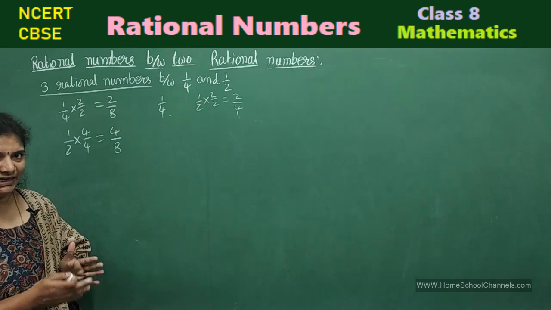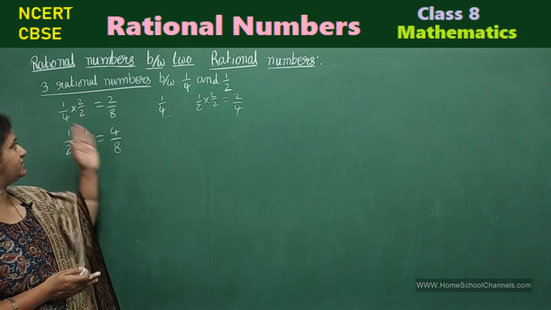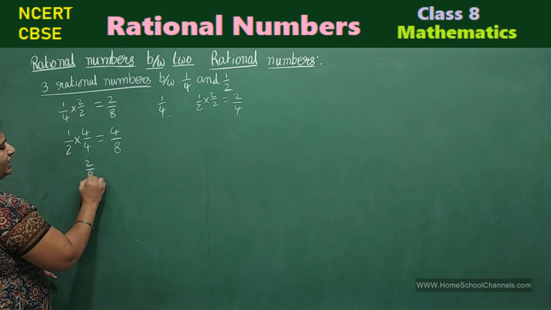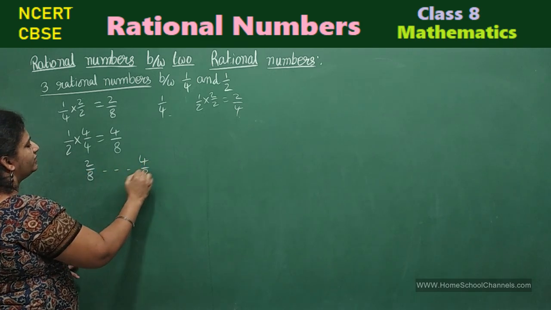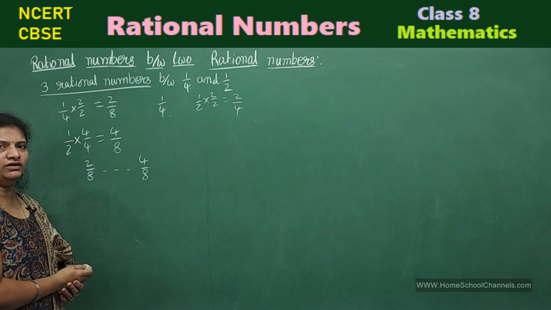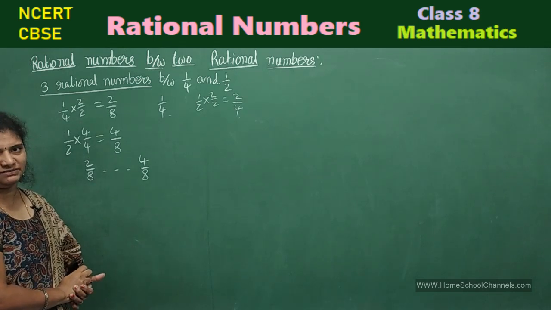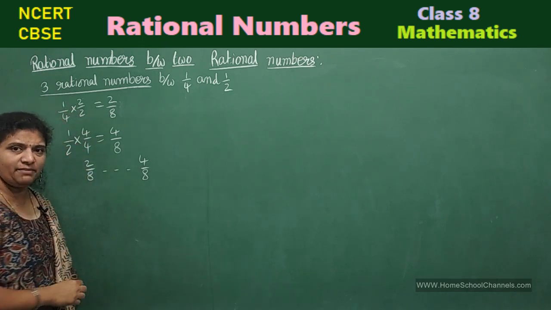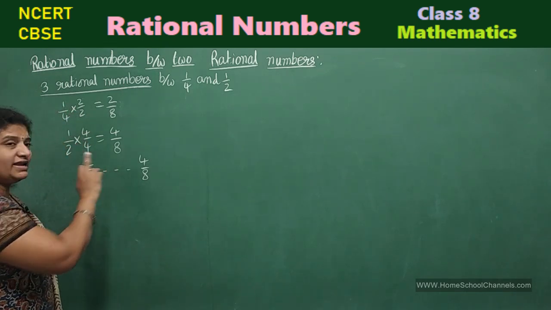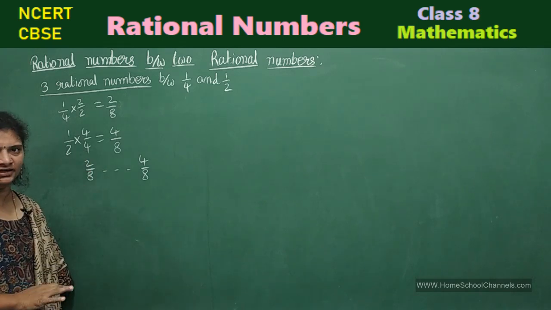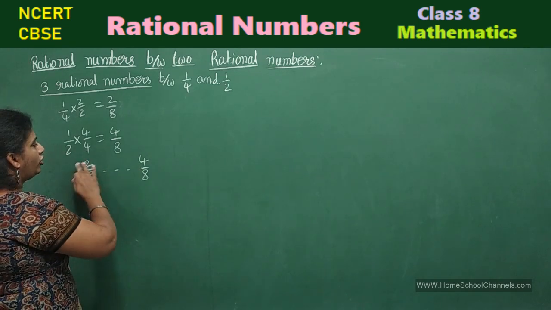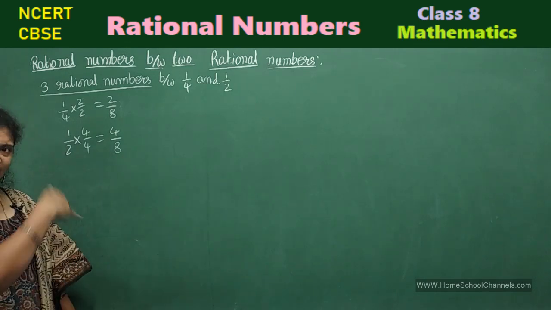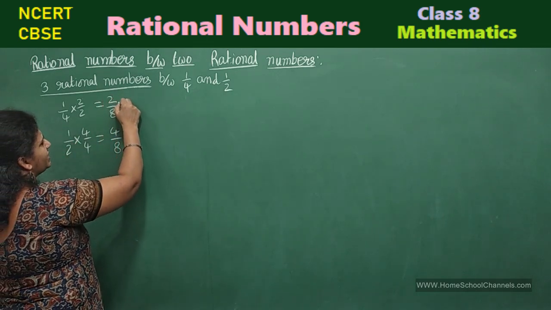So between these two rational numbers, you need to write 3 rational numbers. Look here, 2 by 8 and 4 by 8. Only one rational number you can see in between. Can you write 3 rational numbers between 2 by 8 and 4 by 8? No, I have only one rational number with the same denominator here. Observe carefully. Okay, go back.